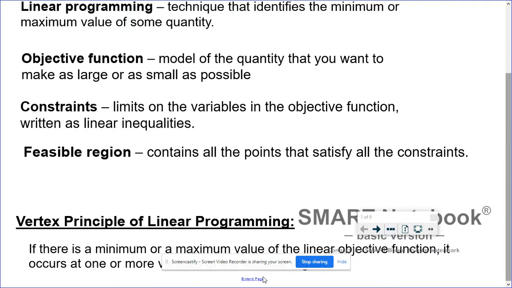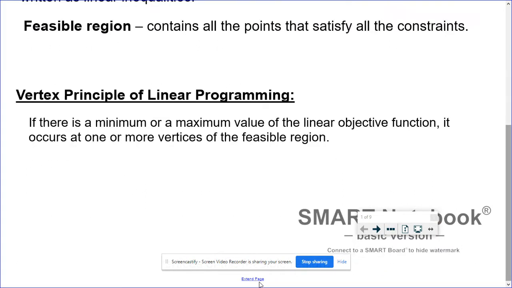All right, and then the vertex principle of linear programming. If there is a minimum or maximum value of the linear objective function, it occurs at one or more vertices of the feasible region. So ultimately, when we have this thing graphed, we're then going to be looking at the corners of the shaded region, and that's going to be where the answer is. So if we have 4 corners, then we're going to have to test all 4 corners and see which one works.